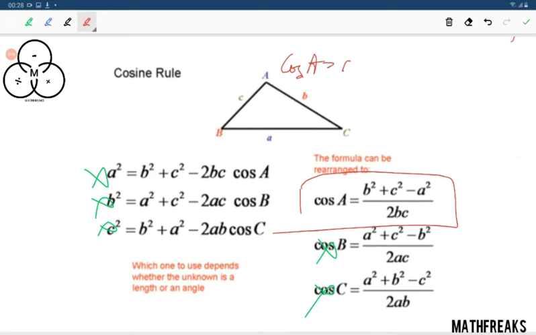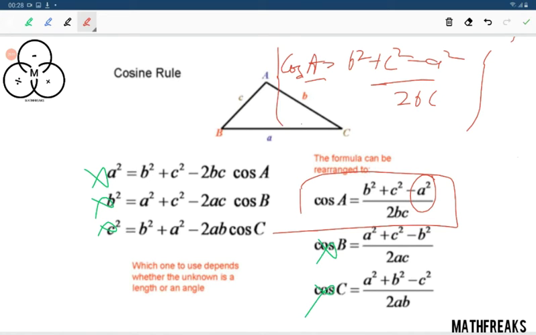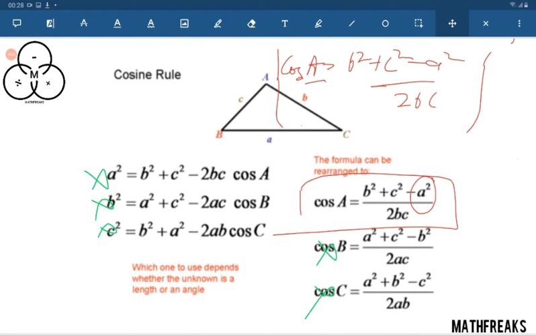cos A equals to, here is the thing, if this is A, a square will be negative, other will be positive: b square plus c square minus a square by 2bc. This thing only you remember, and this is known as cosine rule, useful in finding out the angles. How this works, what is the proof, that will take a lot of time. You can easily find this on the internet.